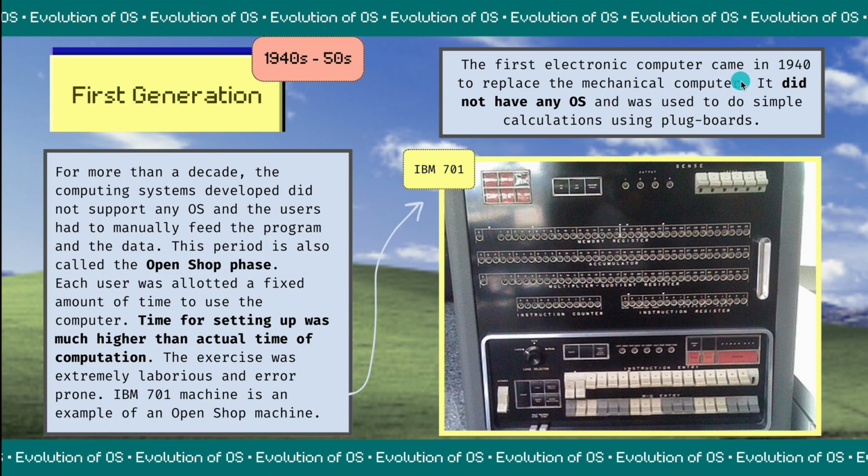The first electronic computer came in 1940 to replace the mechanical computer. It did not have any OS and was used to do simple calculations using plug boards. The IBM 701 also had a plug board, as you can see right here. Any kind of computation had to be manually programmed by wiring the plug boards together. It was indeed a laborious process.